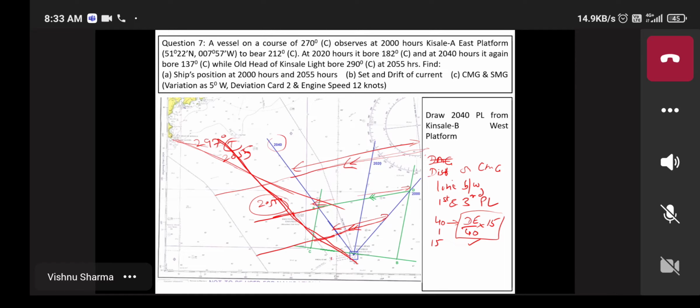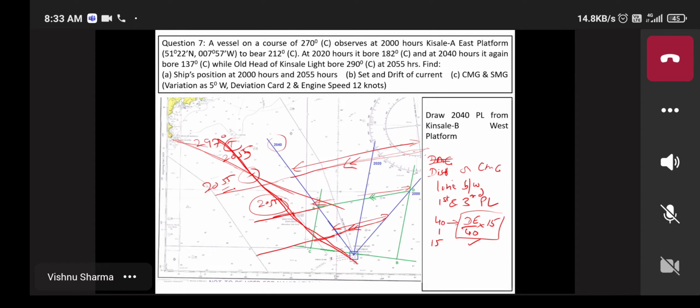Now you have two 2055 PLs. Wherever they intersect, this becomes the fix for 2055. Hereafter, you know the question, you transfer the CMG through this and answer the further parts, right? Is that clear, guys?